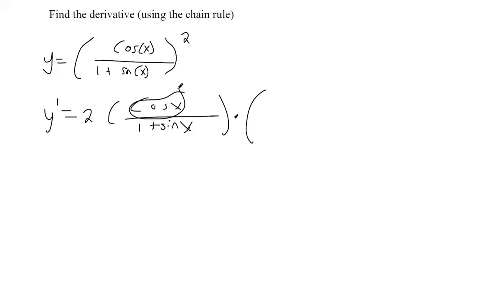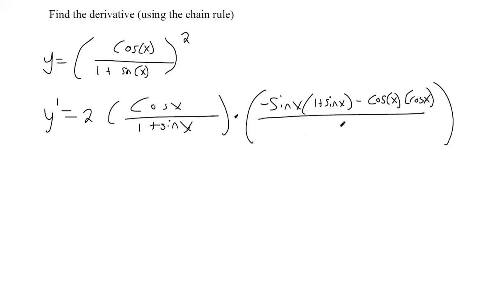The derivative of the top function, which is negative sine, times the bottom function kept the same. Subtracted by the top function kept the same, times the derivative of the bottom function. If you take a derivative of 1 plus sine of x, you should get cosine of x. And we're going to get a cosine squared, so we're thinking maybe one of the Pythagorean identities might help us. And then that's all over the bottom function squared.